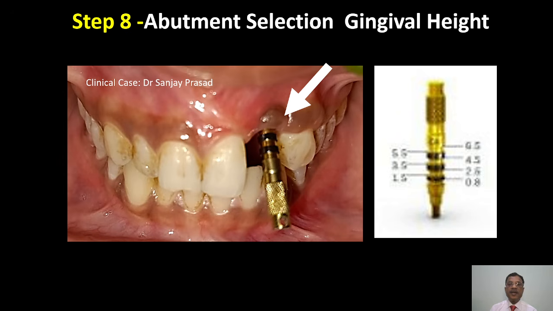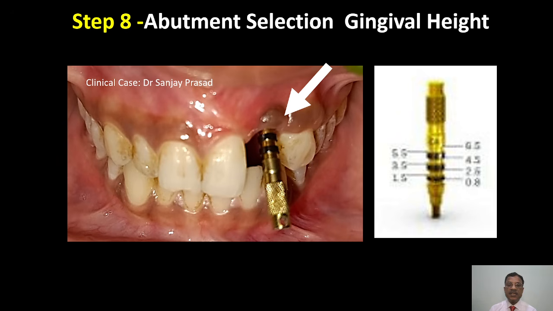Step 8 is a very important step. Why? Because here we do the correct selection of the abutment, both in terms of the gingival height of the abutment as well as for the implant height and width. Now in anterior aesthetic region, correct selection of gingival height of the abutment is very important, because if we don't do correct selection, then we will not get a good emergence profile.